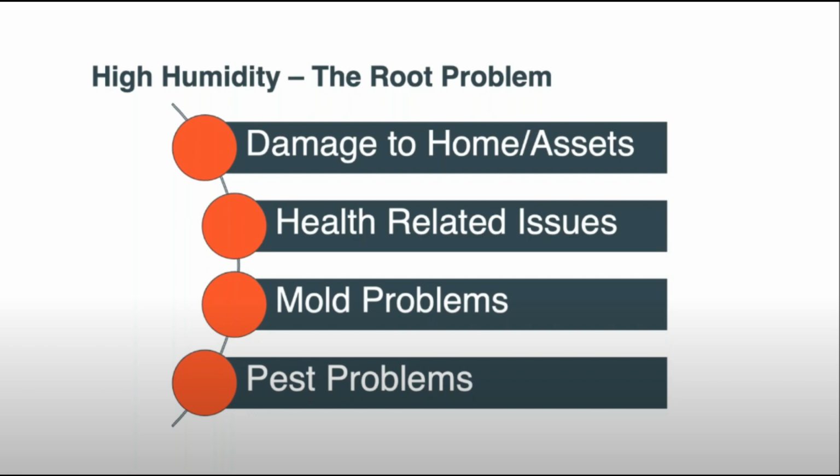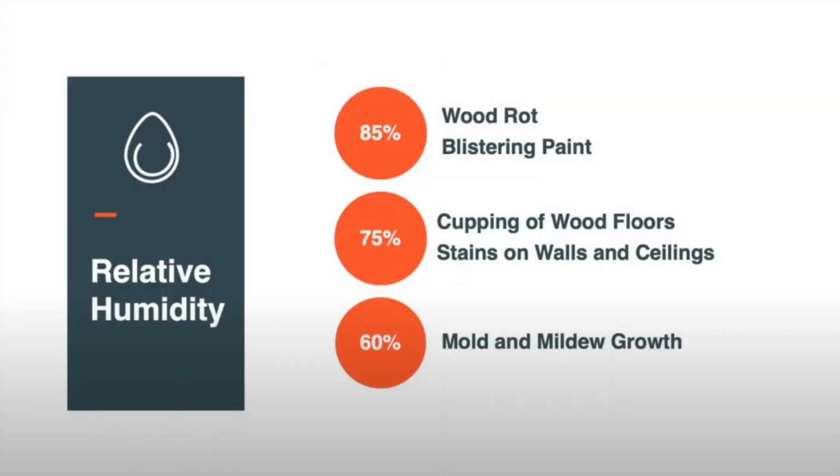Anyone in the home with respiratory issues may have their breathing affected due to microbial growth in the crawl space area. In the pest control industry, we all understand that pests like high humidity, and this always leads to more conducive conditions for pests. At 85% humidity, we get wood rot and blistering of paint. At 75% and above, we get cupping of wood floors and stains on walls and ceilings. When you're consistently above 60%, conditions are ripe for mold, mildew, and microbial growth.